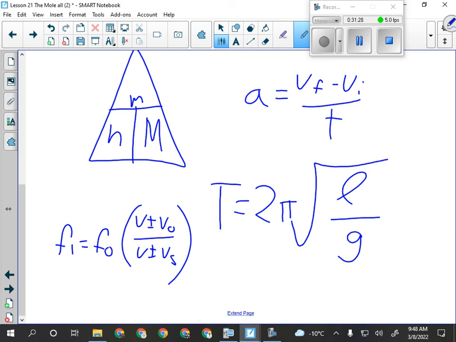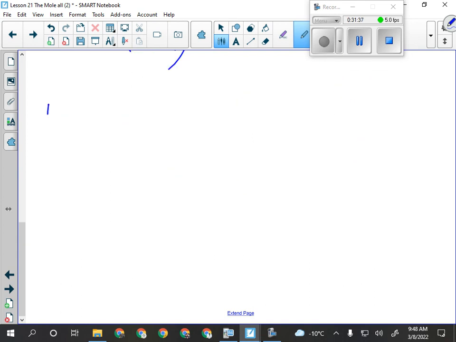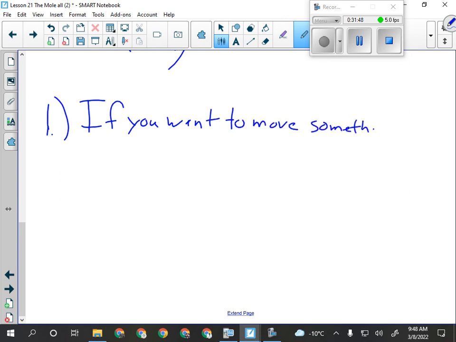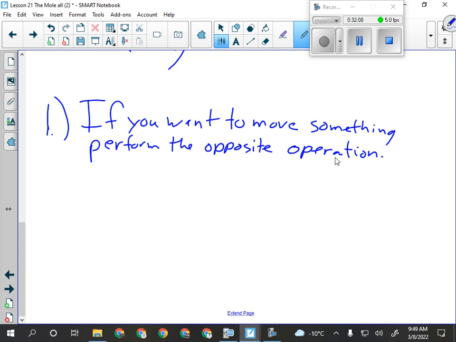But learning the 3 rules of algebra, see, I almost said 3, that's how bad I am at math. The 3 rules of algebra are very simple. Okay? First rule of algebra: if you want to move something, perform the opposite operation. You might want to write these down. They're not in your notes. So if you want to move something, perform the opposite operation.